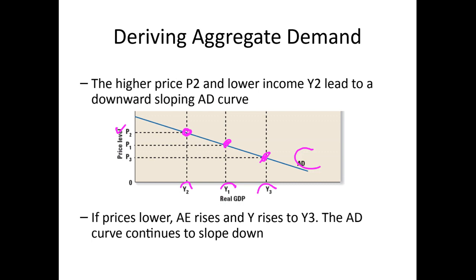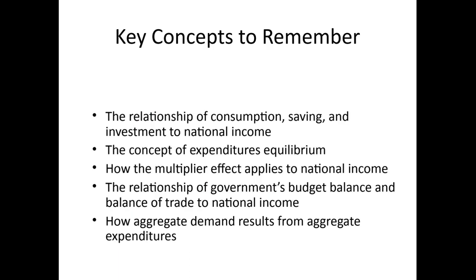So I guess that's all as far as this topic is concerned. The relationship of consumption, saving, and investment to total income, the concept of expenditures equilibrium, how the multiplier effect applies to national income, the relationship of government, budget balance, and balance of trade to national income. We haven't discussed this. We will discuss it in the later chapters. That is chapter number 8. And how aggregate demand results from aggregate expenditures.